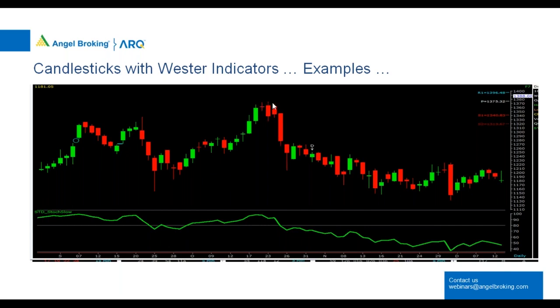This is a daily chart. So now this becomes a top. Where is this being formed? In overbought territory. See what has happened from there. From almost 1380, the stock came down all the way to 1130. So that is a 20% decline in the stock.